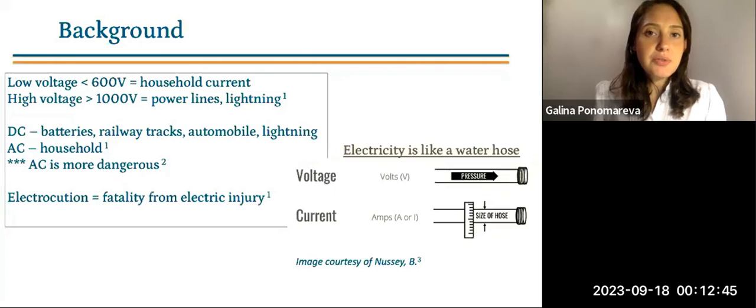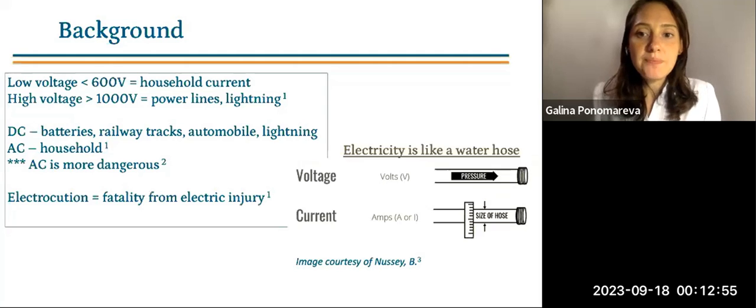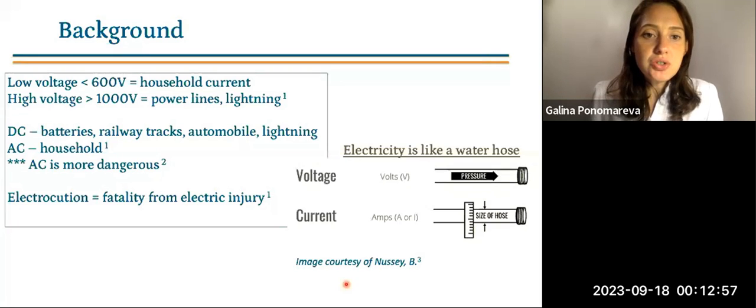I always find a basic review of terminology helpful when considering any pathology. To begin with the basics, electricity is the flow of electrons from a region of high to low concentration and potential. When classifying electrical injuries, voltage and current become central to determining the severity of the injury.